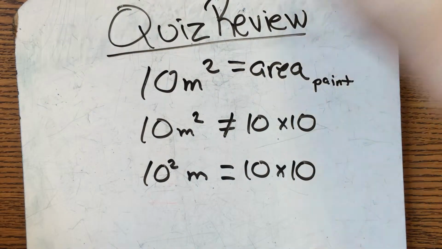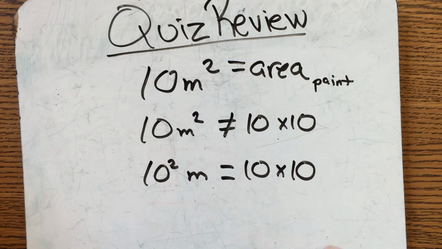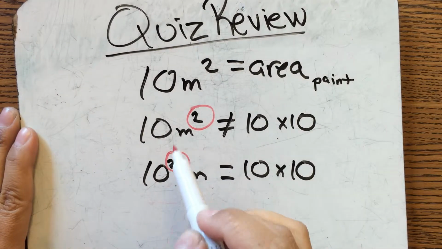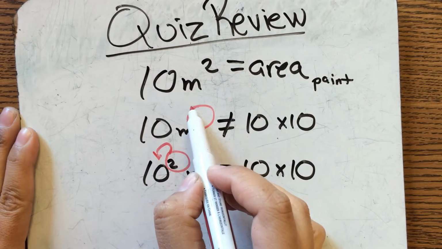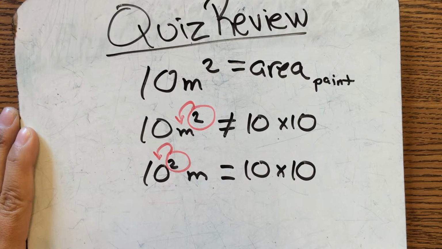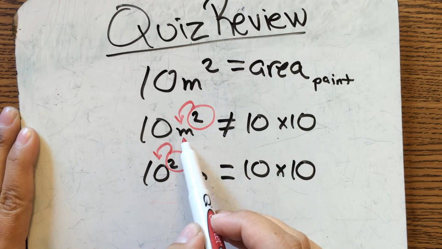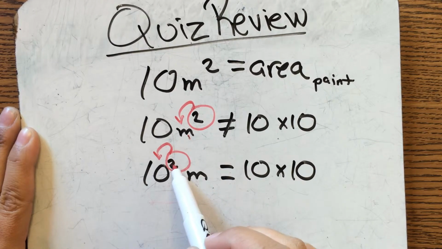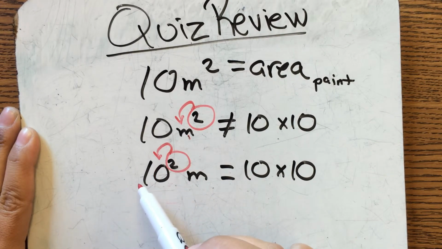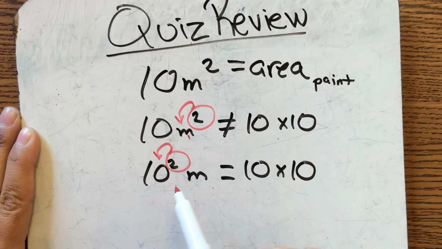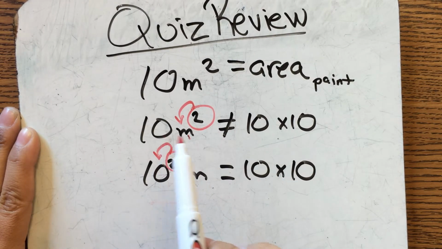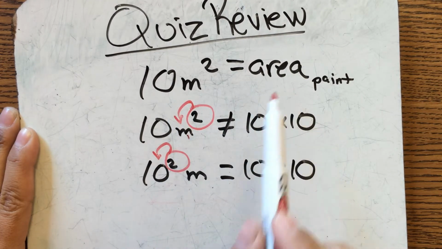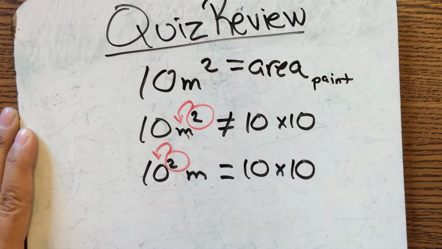The most important thing for you to notice about these two things, the distinction, is where the exponent is. The exponent comes immediately after the term that it's modifying. This exponent means that the unit of measurement is squared, square meters. This exponent means that the number 10 is squared. This means 10 times 10. This does not mean 10 times 10. It means the area. Make sense?